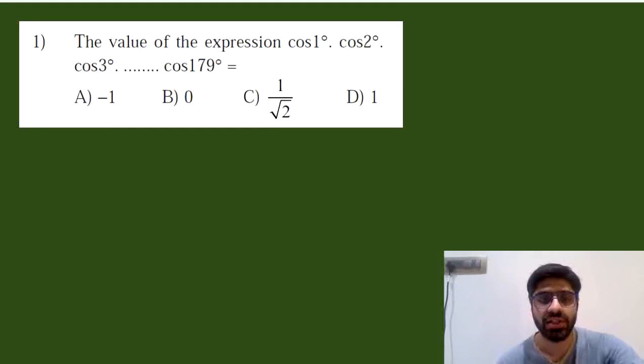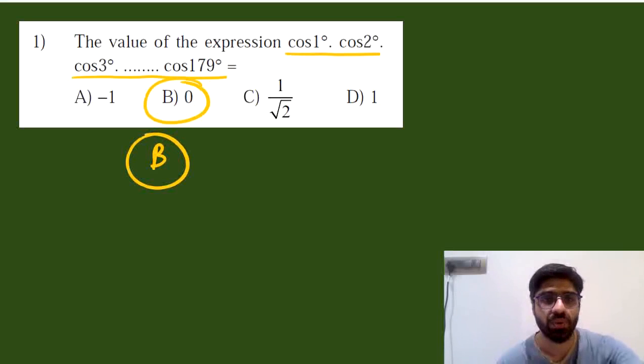The value of this entire expression cos 1, cos 2, cos 3, cos 4 up to cos 179 will be what? It is common sense. In between there will be a term which will be cos 90, the value for which will be 0. So B is the right answer for the first question.